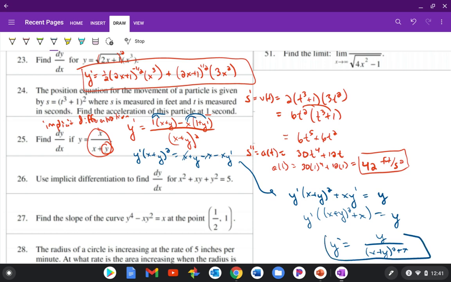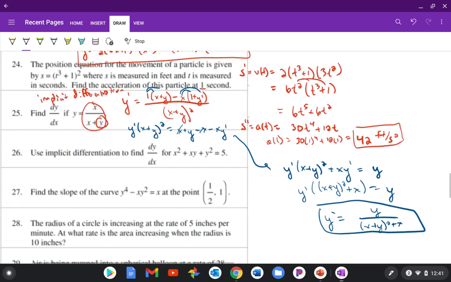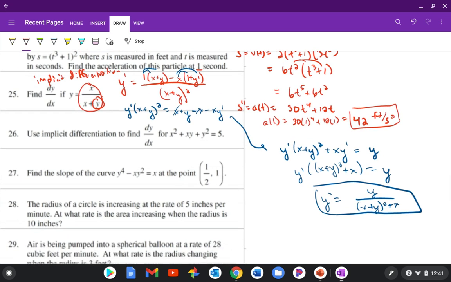So that one takes some effort to get, but that is how you would solve it. All right, the next one is another implicit differentiation. So this one, dy dx would then be derivative of x squared is just 2x. This one requires a product rule, so plus the derivative of x is just 1, so it's just 1y plus xy prime plus 2y y prime.